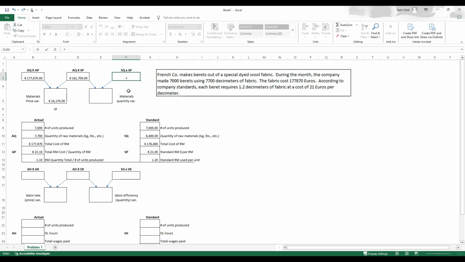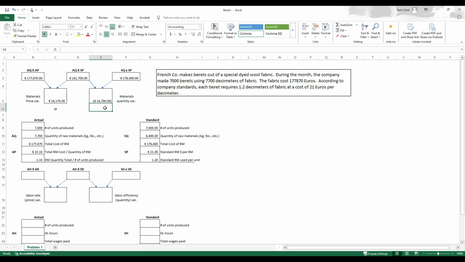Okay, and then let's talk about the materials quantity difference. So we have our standard quantity of 8,400 and our standard price of 21 per decimeter, if we will, of fabric used. And then again, let's do the same basic formula: if we take actual quantity times standard price versus standard quantity times standard price, subtract the actual from the standard, then we get a negative number.